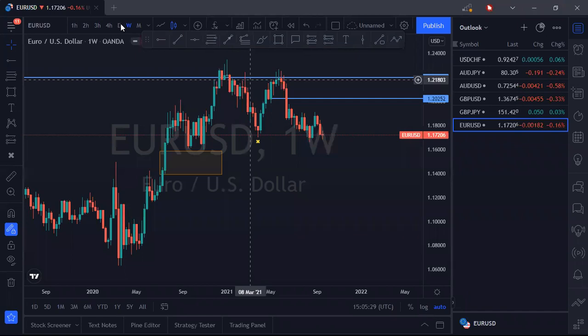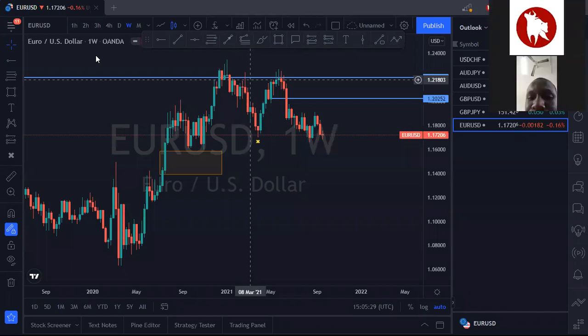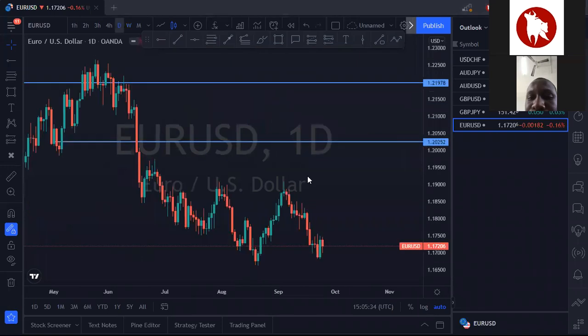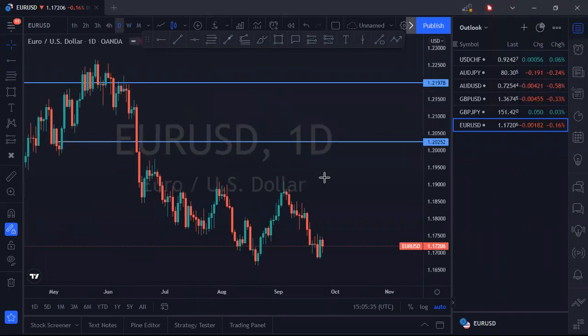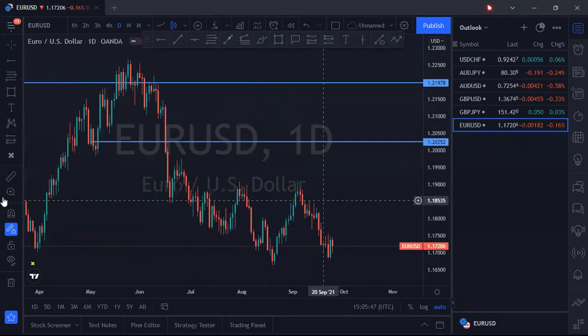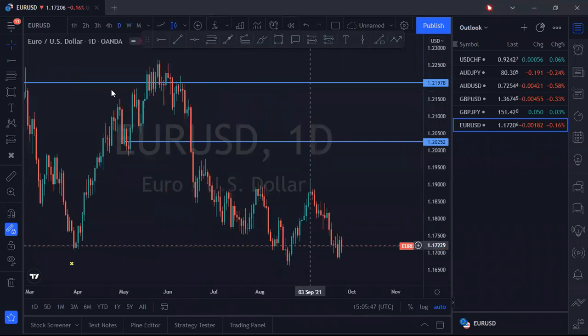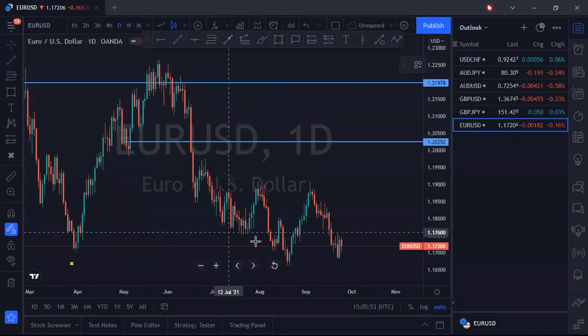Let's quickly move to the daily too and see. Okay, so this is actually what I'm seeing on the daily. So on the daily, as you can see, we saw a little bit of consolidation in here. Price took out this liquidity.